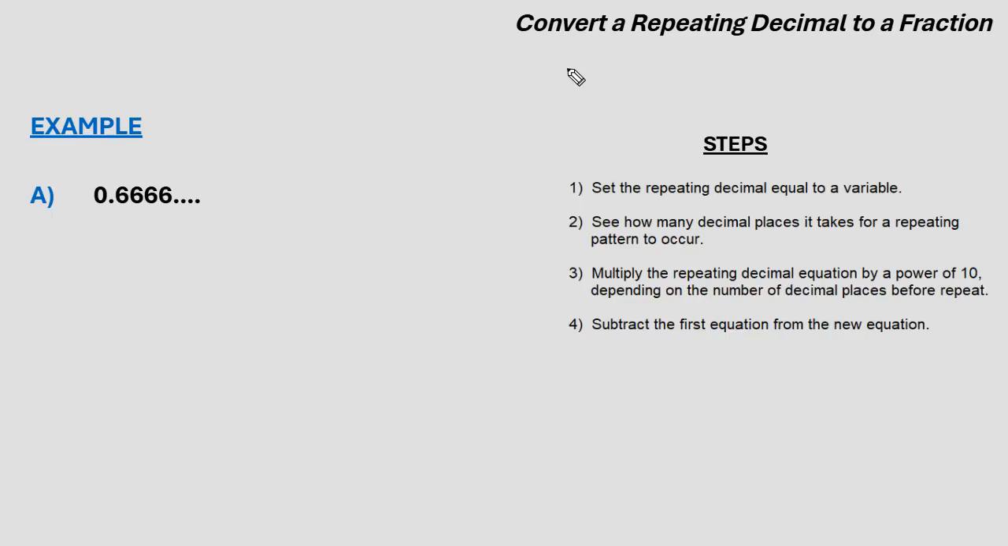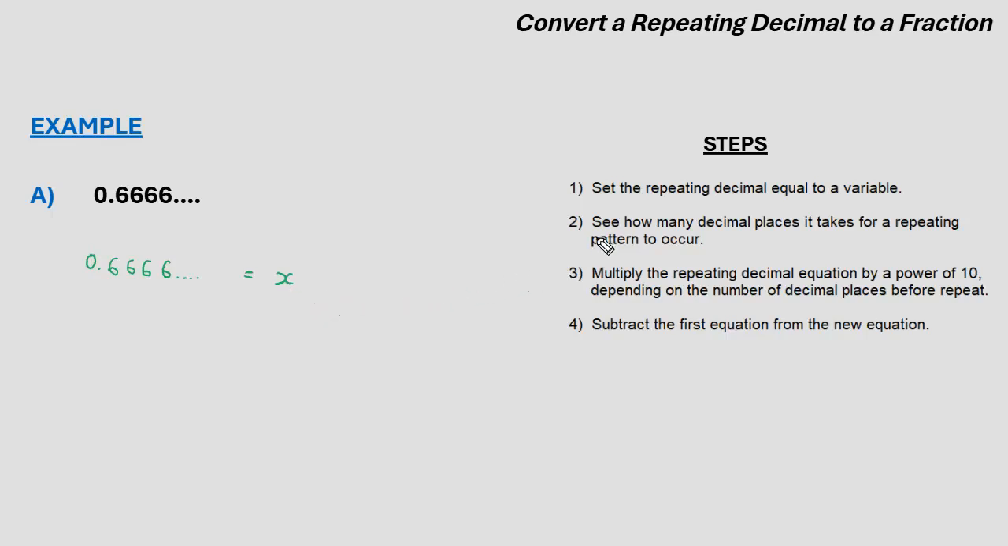One way that we can convert a repeating decimal to fraction form is by following these 4 steps. So let's do that with the repeating decimal we have here, example A. So firstly, we set the repeating decimal that we do have equal to a variable, and the simplest one to use is just x.